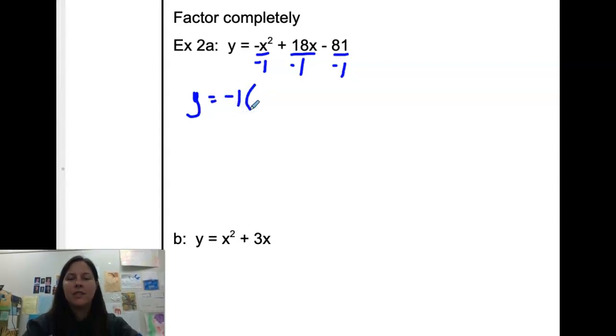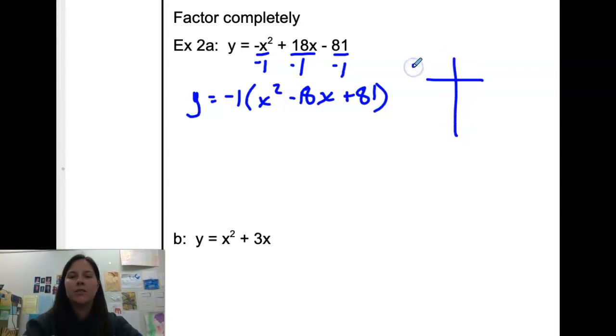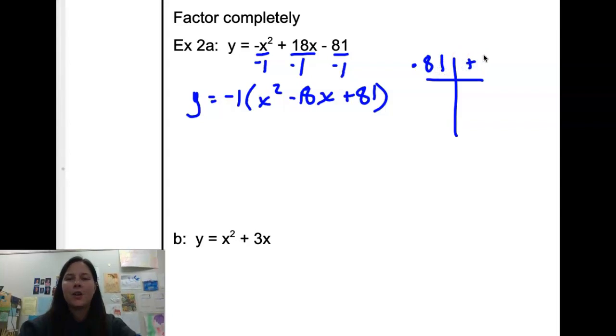Pulling that outside our parentheses, our x squared term becomes positive, our 18x term becomes negative, and our 81 term becomes positive. Setting up our t-chart, we are multiplying to the constant positive 81. We are adding to the coefficient of x, that middle term, which was the negative 18.